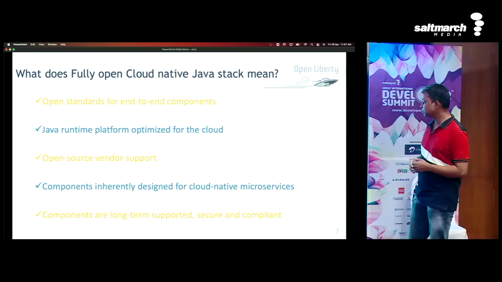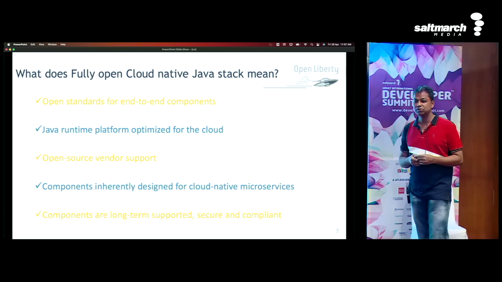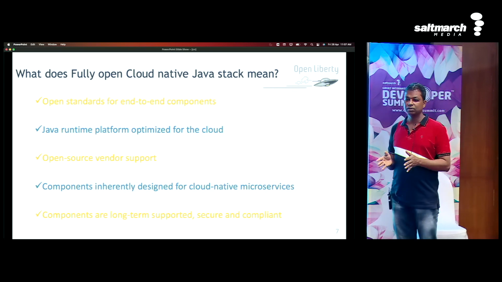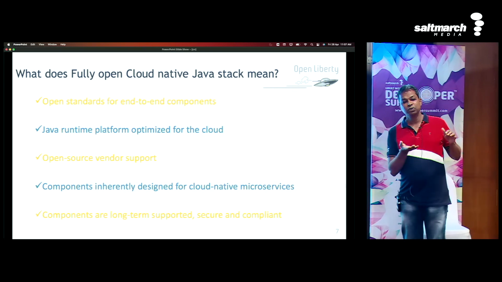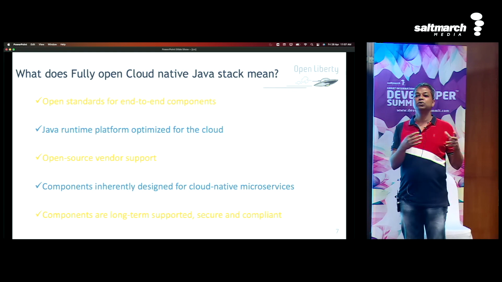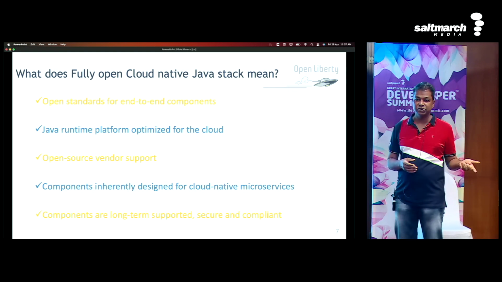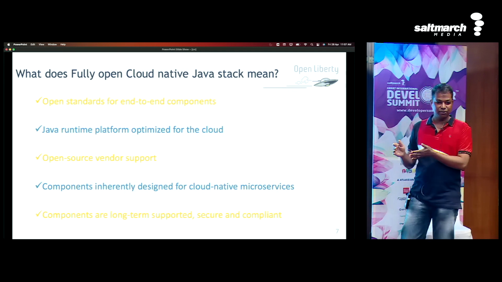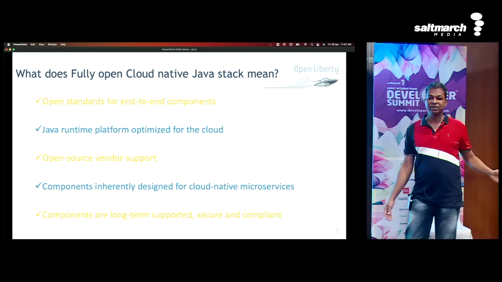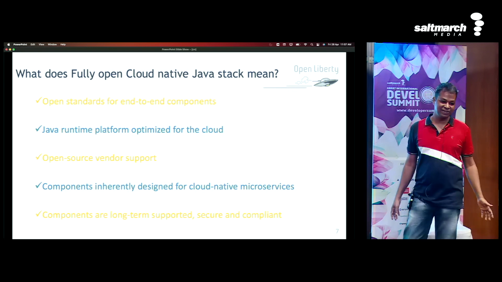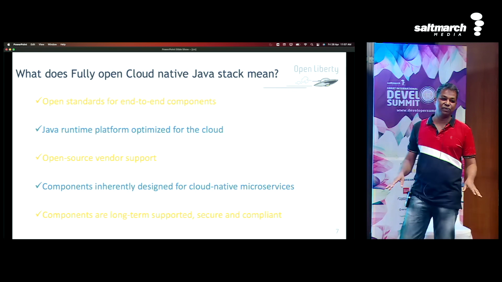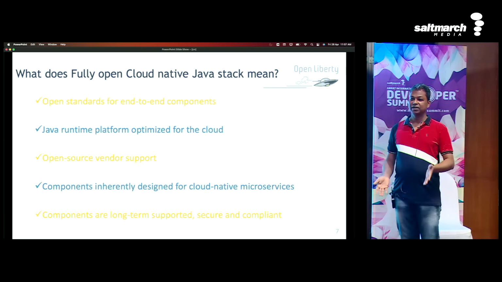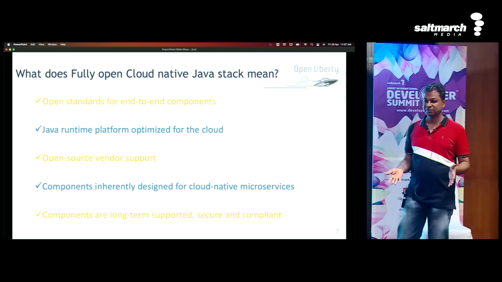And components inherently designed for cloud native services. Everything is good, everything compliant, secure, long-term supported, fine. But the module that you are depending on is a huge monolith which was written 20 years ago. Your microservice is tiny, 10 lines of Java code, but the dependent library is a huge 2 MB jar. So everything is violated, right? When you load your container, it's coming as 2 GB of memory.